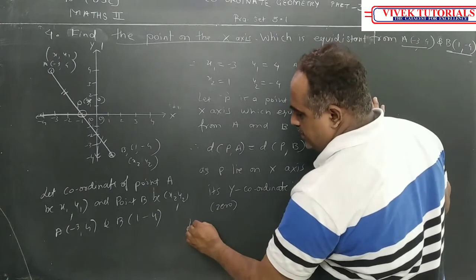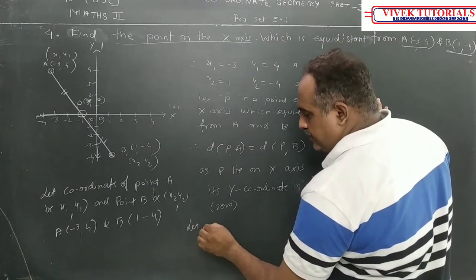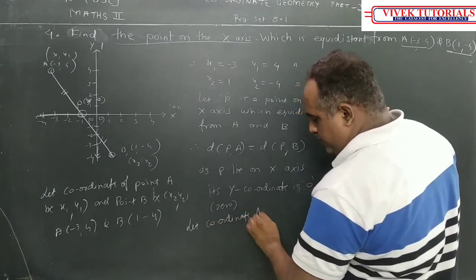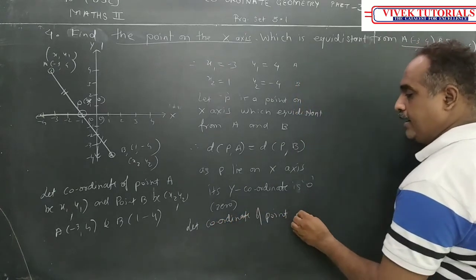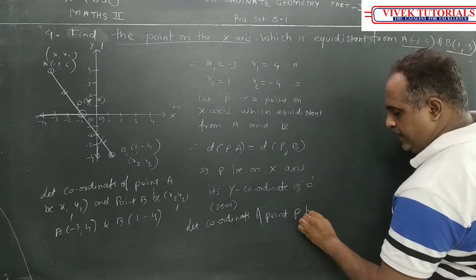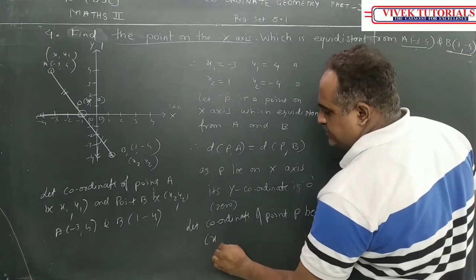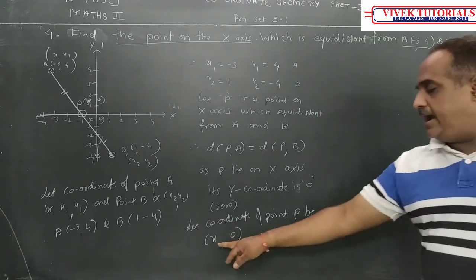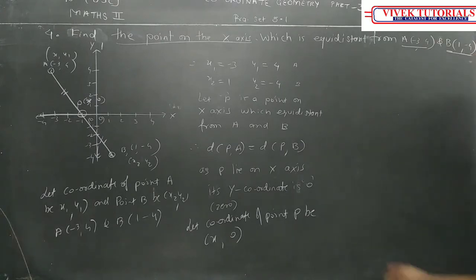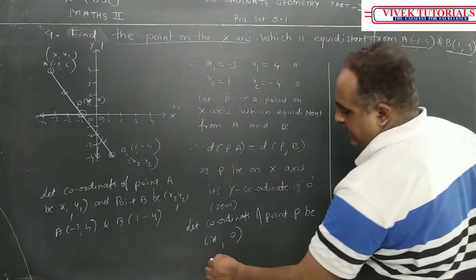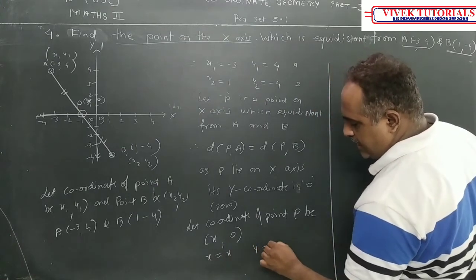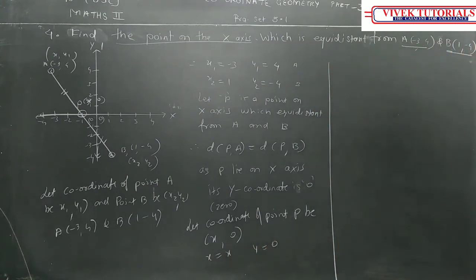Let the coordinate of point P be x, 0. Now we have to find what x is, the coordinate is x, 0. Have you understood this? Now just see, the value of x is x, and the value of y is 0. We can say. Got it?